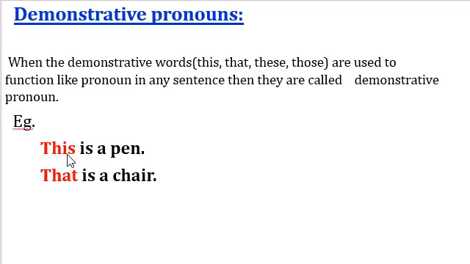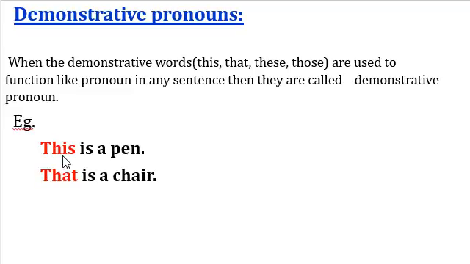But which type of pronoun is it over here? This is a demonstrative pronoun, because we are using the demonstrative words which are functioning like a pronoun. So we consider such words as pronouns. When the demonstrative words this, that, these, those are used to function like a pronoun in any sentence, then they are called demonstrative pronouns.